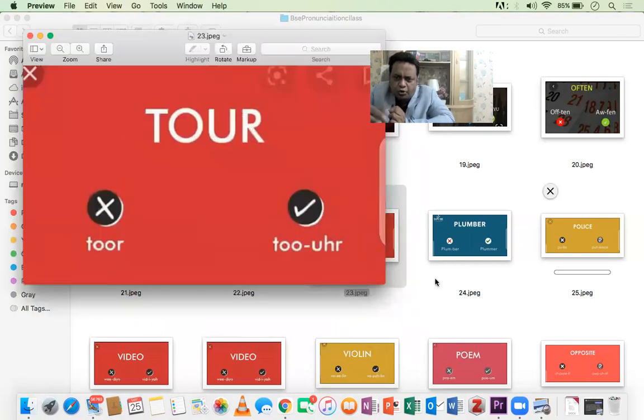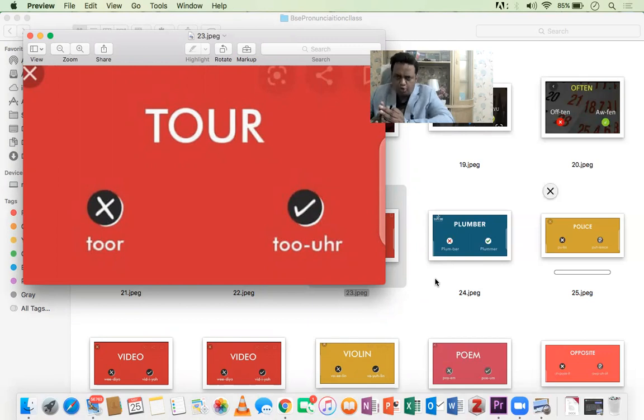Then we got tour. Tourism. Tourist. I'm going on a world tour. So in the British pronunciation, it is tour.